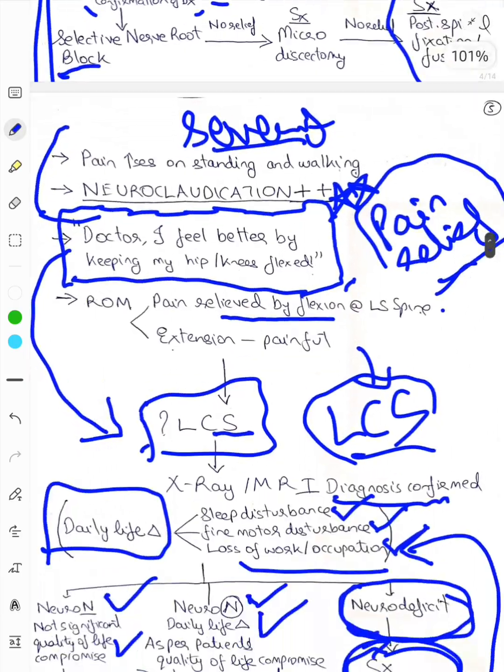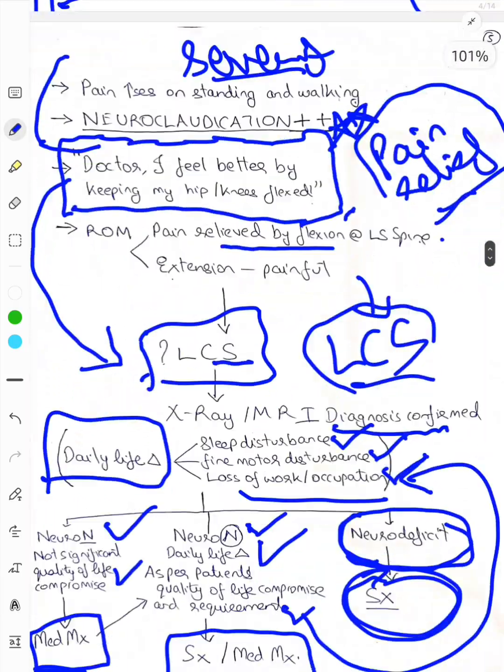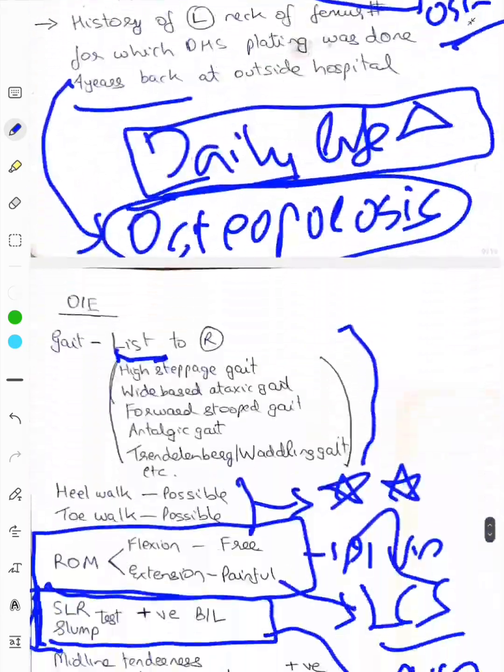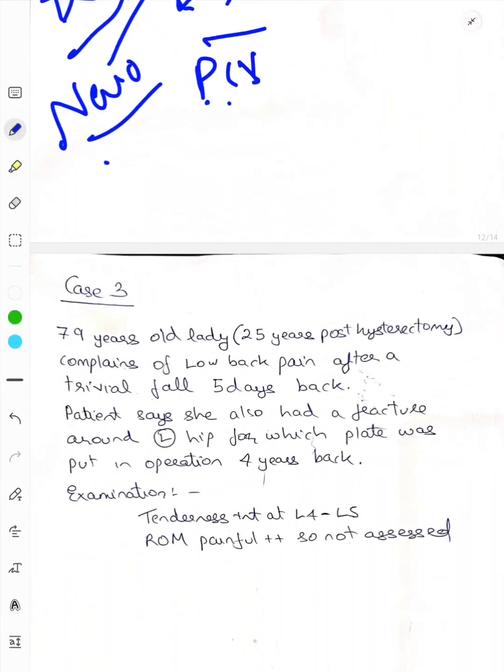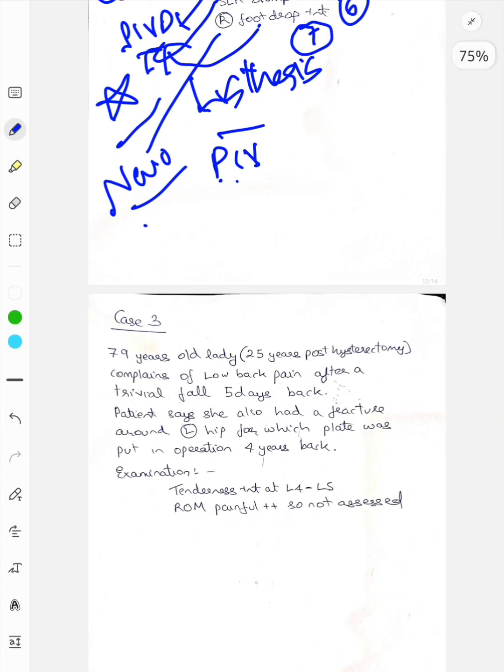Whenever there is a history of bowel and bladder disturbances, it is better to go for a surgical intervention, right? So this was the second case. Now the third case.